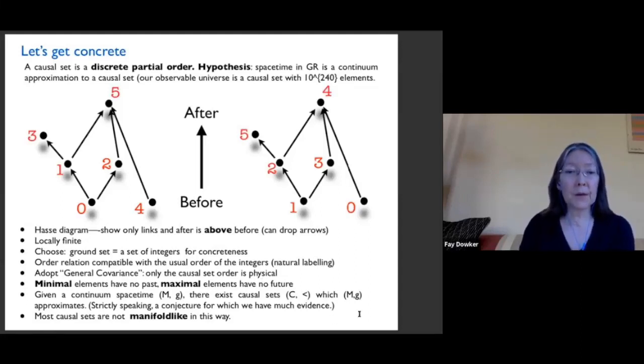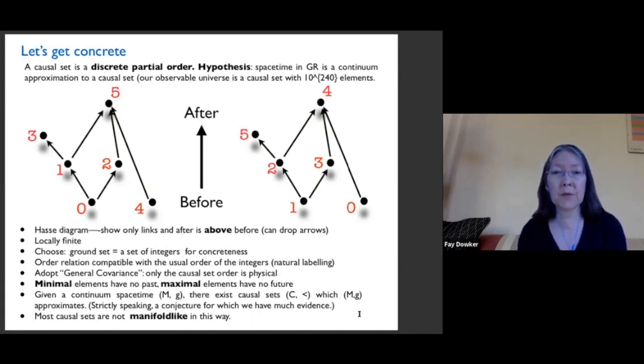And given any continuum space-time, (M, g), there exist causal sets, C, where this less-than sign stands for the order relation, C precedes, which the continuum manifold approximates. So given any continuum space-time, there are causal sets that can underlie that continuum space-time.